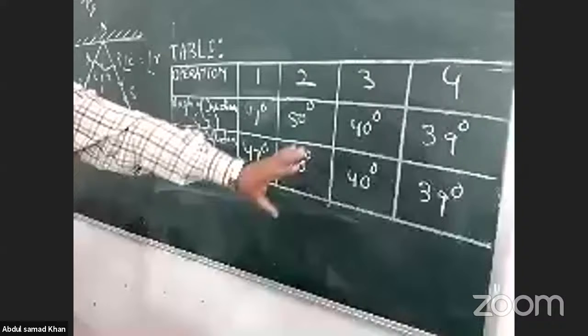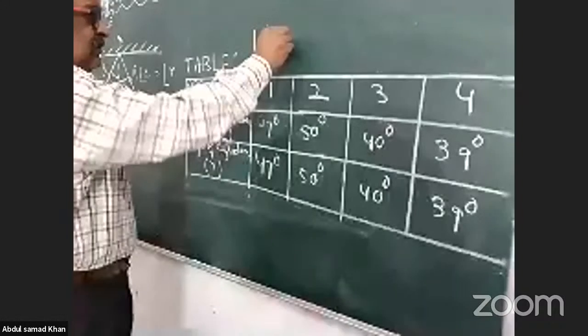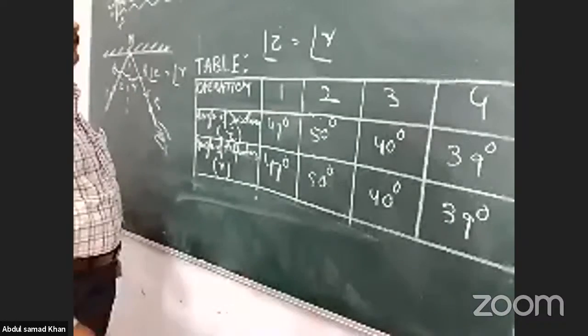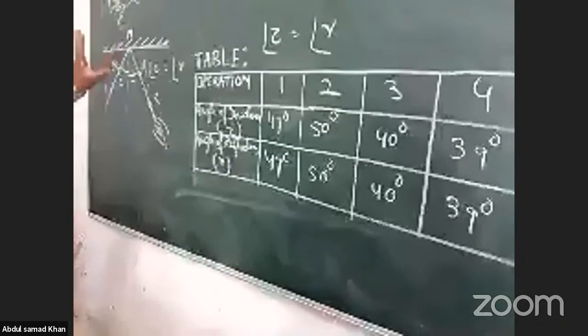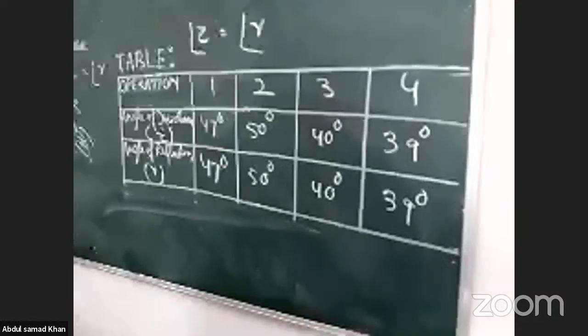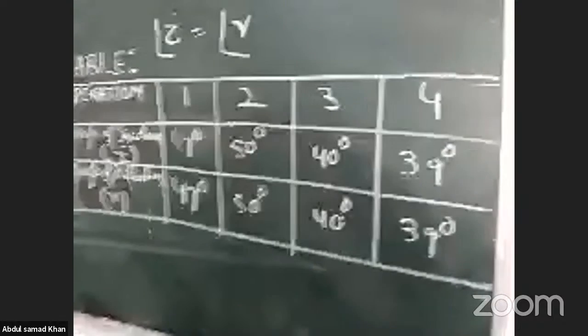That means your law is verified. Angle of incidence equals angle of reflection. So here there is no graph. You only have to complete the table, and you have to stop there because there is no graph over here.